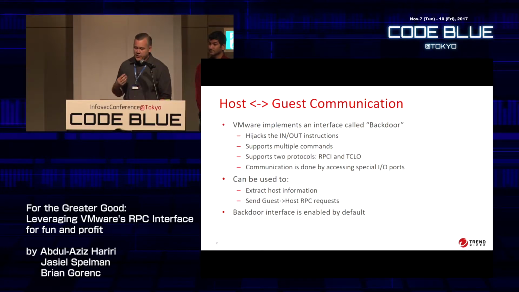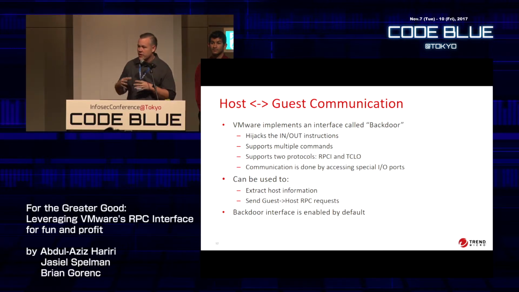So how does this actually work? VMware implements this interface that is called the backdoor, and how do they do it? They hijack the in and out assembly instructions in the underlying code. And they do this by setting certain flags and certain registers, and calling in or calling out allows you to communicate with the underlying hypervisor. And we'll show you how you actually do that here in a second.